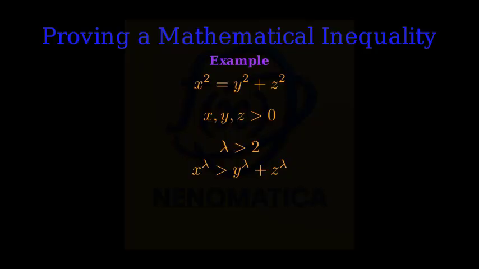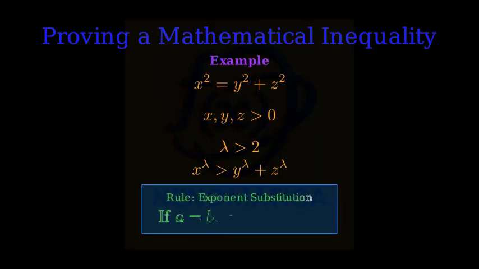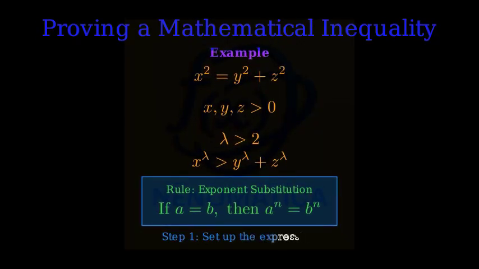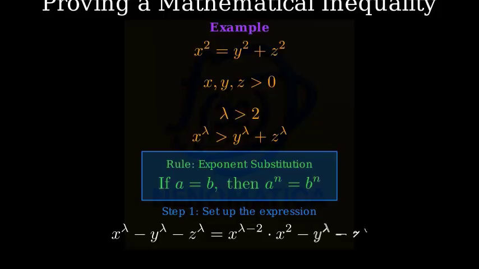Let's begin our proof with a key step that will help us establish the inequality. We'll start by writing x to the power lambda minus y to the power lambda minus c to the power lambda, and rewrite it as x to the power lambda minus 2 multiplied by x squared minus y to the power lambda minus c to the power lambda. This is our first algebraic manipulation to work toward our goal.